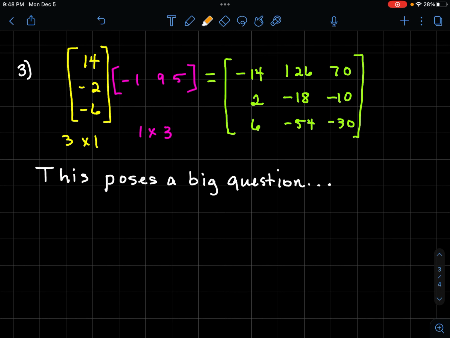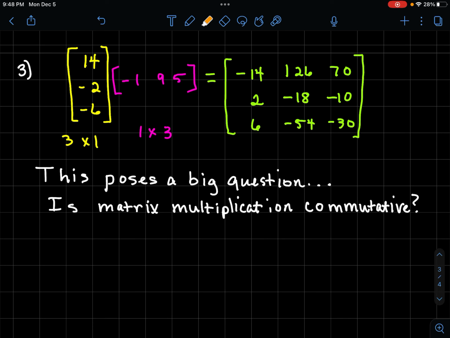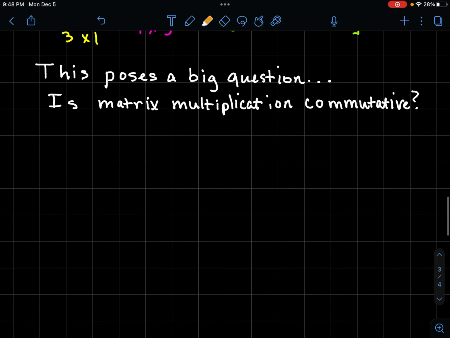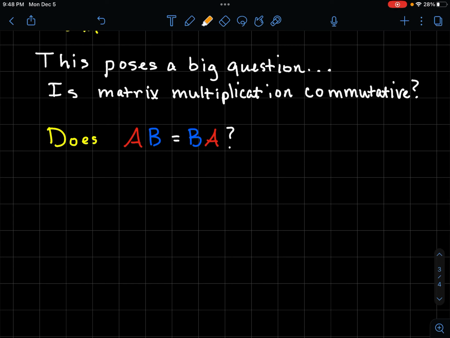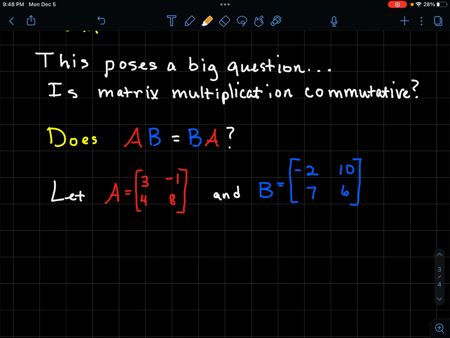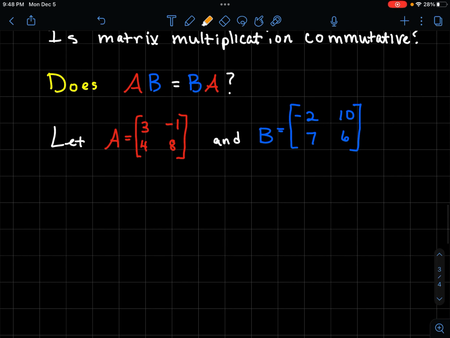So the last thing I'd like to talk about is that this should pose a big question for you. Is matrix multiplication commutative? Does it have that really nice commutative property that our real numbers have? Or in other words, if I take matrix A and multiply it by B, will that be equal to matrix B times A? Let's see if we can do this with an example. Suppose that we have matrix A, 3, 4, negative 1, 8, and matrix B, negative 2, 7, 10, and 6.